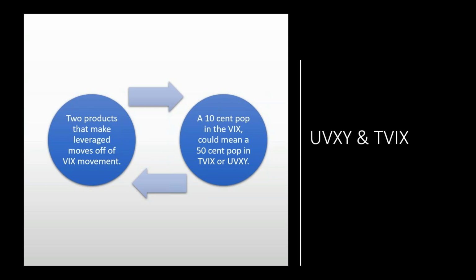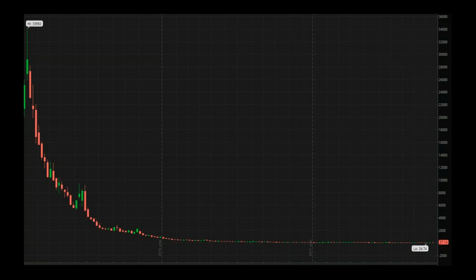All right. Now, these are leveraged ETNs that move off the VIX. So if the VIX moves up 10 cents, we could see a 50-cent pop in the TVIX or UVXY. And it's because they're leveraged. Again, it's a little complicated, the details of how that all works, but basically small moves in the VIX lead to big moves from UVXY and TVIX. Now, this is what I mean by it was easy money for hedge funds and why hedge funds got in a lot of trouble back in February.